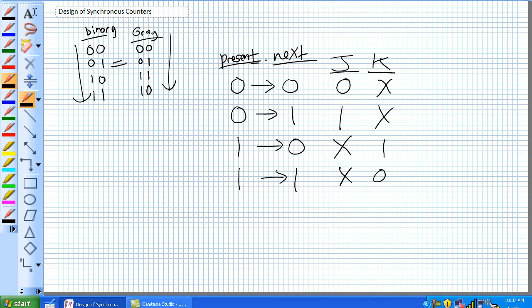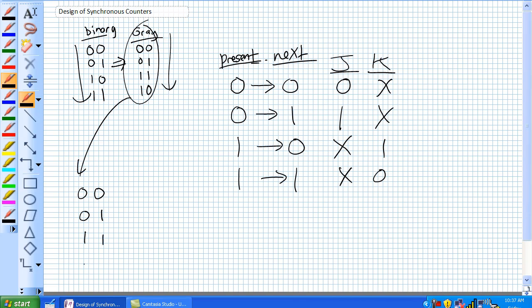So just take this example right here, the binary 2-bit and our gray code here. Actually, here, let's just use gray code. So our present state 0, 0, 0, 1, 1, 1, 1, 0. Our next state, that's our present. Our next state, okay, that's going to be 0, 1. 0, 1. The next state after that is 1, 1.